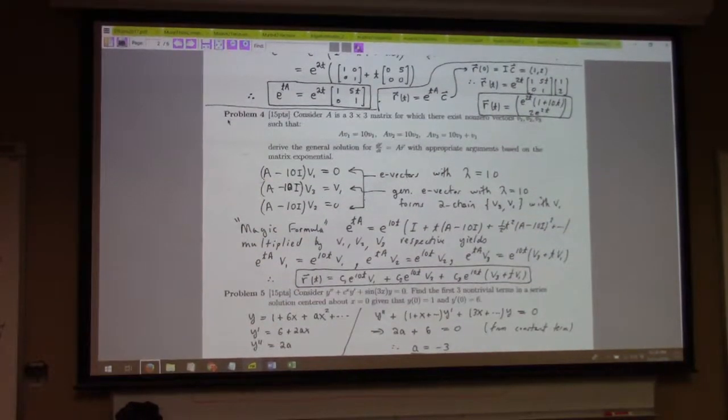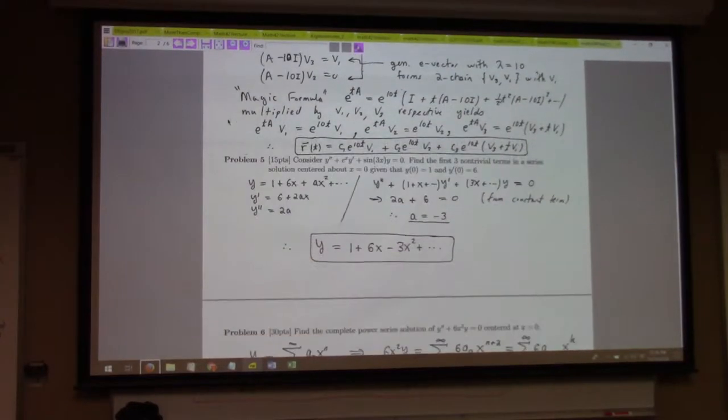Problem 4 is much like a problem you had on the previous quiz, right? Like the last problems. y'' plus e^x y' plus sine 3x y. Find the first 3 non-trivial terms. And I gave initial conditions, right?